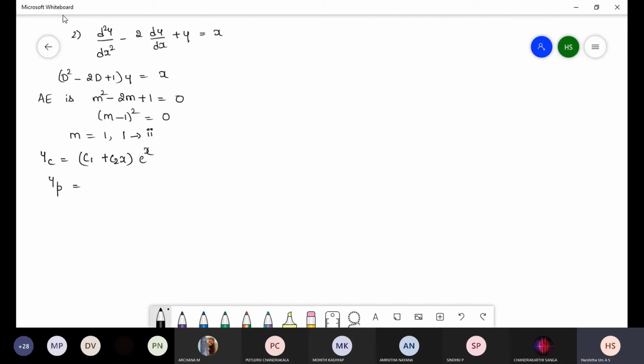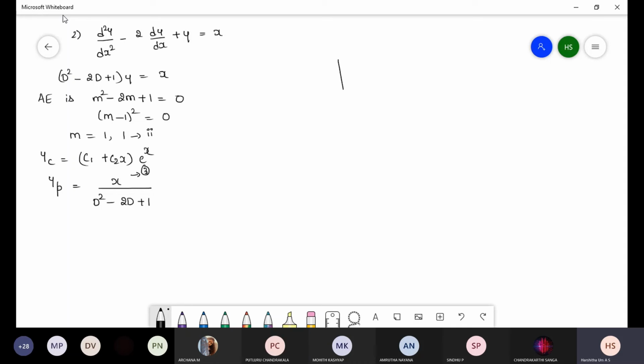Next yp: x divided by d square minus 2d plus 1. This comes under type 3. Why I am marking this everywhere: while reading, you have to get to know which method you have used.